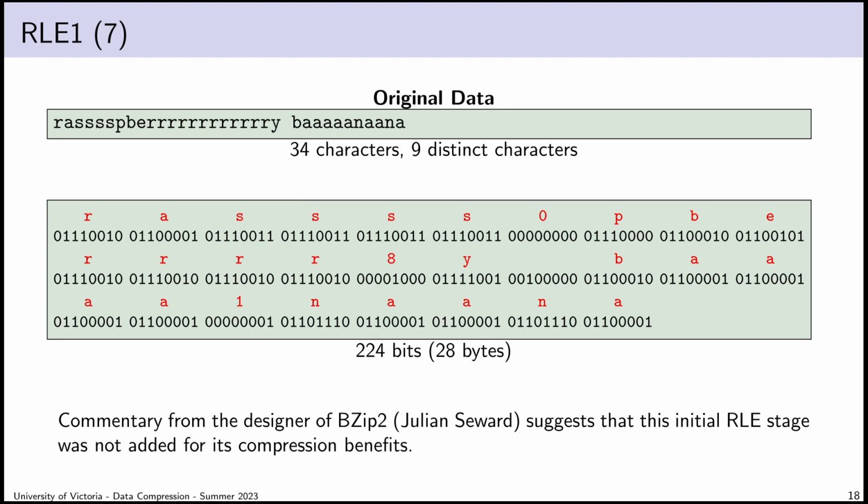What's interesting about the RLE1 stage is, I like having BZip as an example of a long pipeline. There's a lot of different stages. What's weird about BZip, though, is that it appears in hindsight that RLE1 didn't really help the pipeline achieve compression. And commentary from the designer of BZip, a person named Julian Seward, suggests that actually RLE1 wasn't added to the pipeline because of its compression benefits. It was added for a completely different reason, which is sort of sketchy in hindsight. Like in terms of design decisions, I don't know if it was a good one.